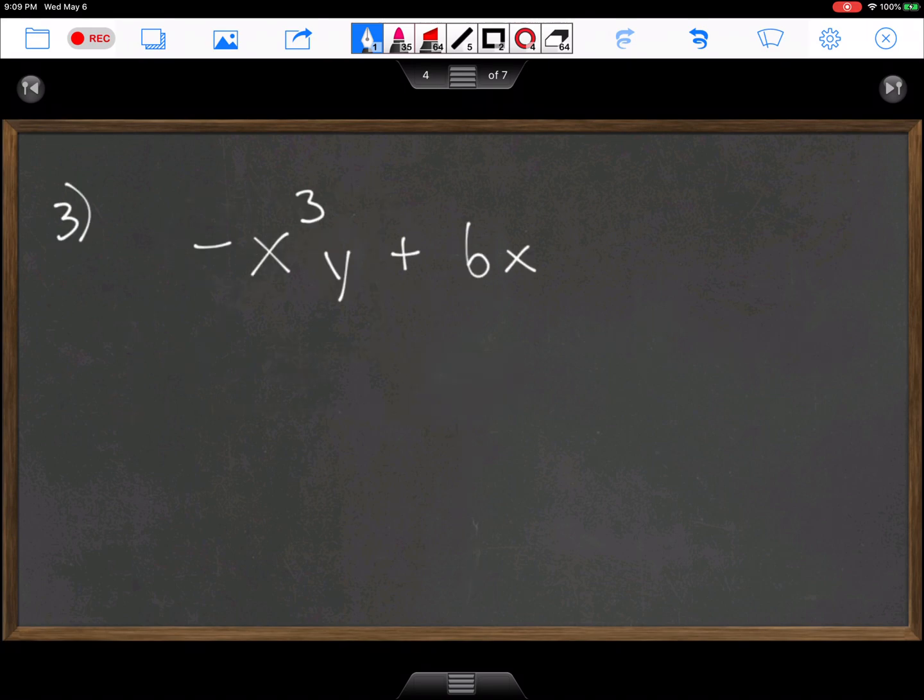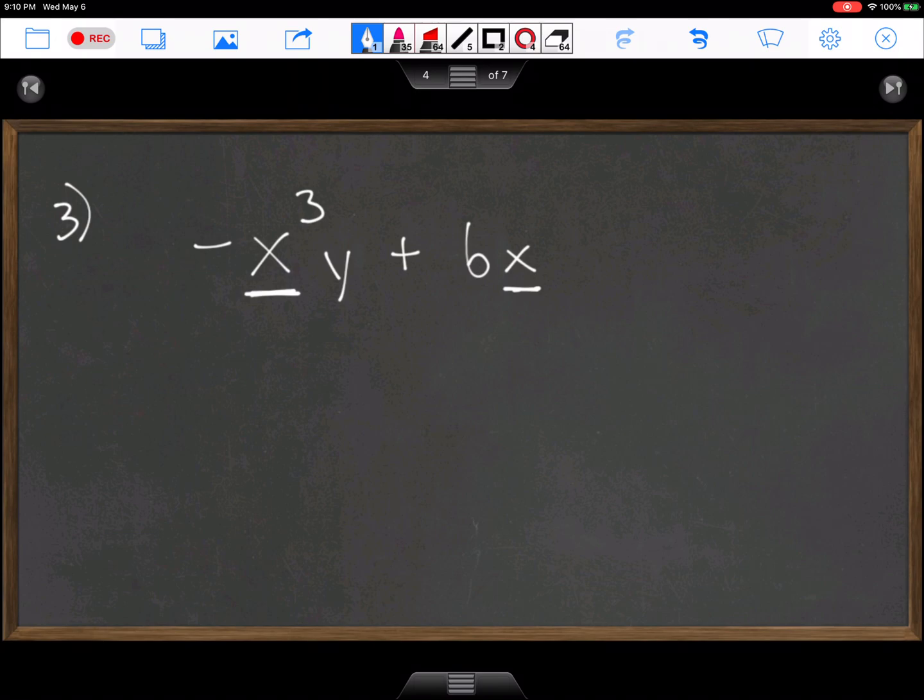Okay, so this one, if I look at my coefficients, I've got a negative 1 and a 6. You could look at factoring out a negative 1 if you wanted, but there's no reason that we have to mess with the coefficient here. So really we're going to be looking at this variable. The most that these have in common is one factor of x.